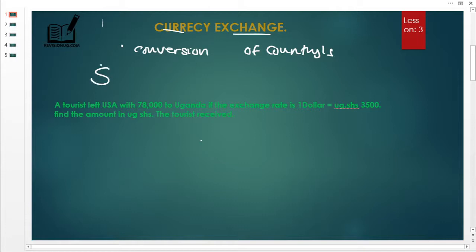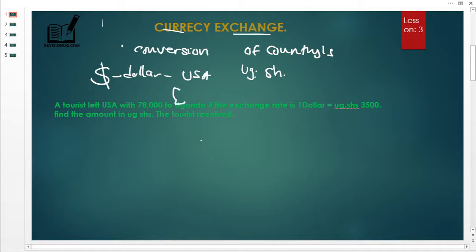If I write this symbol, this one stands for the dollar. The country that uses the dollar is the USA, United States of America. From America we come to Uganda, where we use shillings. What we call currency exchange is converting one country's currency in terms of another country's currency, so from a dollar to Uganda shilling, or from a shilling to a dollar.